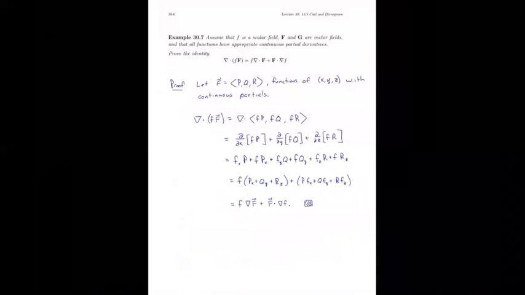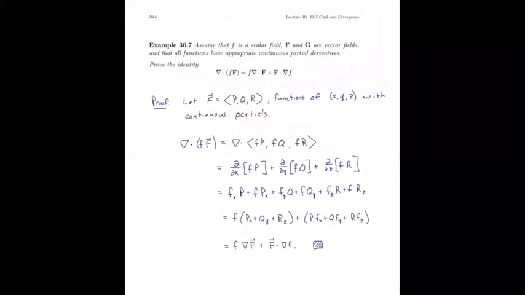Okay, so using these facts in a slightly deeper way, let's prove a result. There's a whole set of problems in this section where we prove identities for this del operator. Okay, this one involves the divergence, and so we assume that little f is a scalar field, capital F is a vector field. There's no G in this problem, but there could be in other ones, and that all functions have appropriate continuous second partials or continuous partial derivatives, whatever it is we might need. In this case, we just need continuous partials.